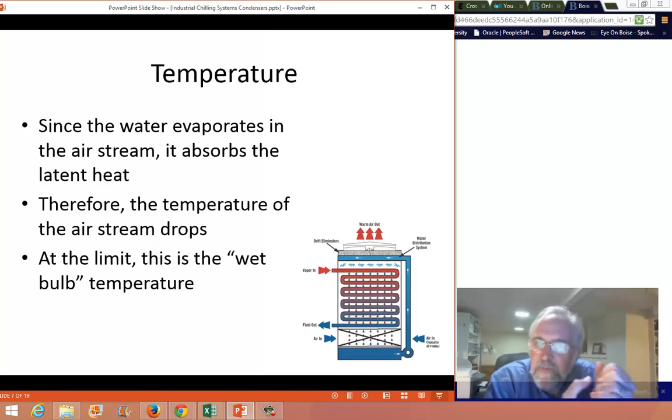So let's talk about the temperature, because when you have these evaporative condensers, when the water is being sprayed on there and it's evaporating, it lowers the temperature of the immediate environment inside the condenser. In other words, it could be 90 degrees outside, but if you have these evaporative coolers where the water is being sprayed down and evaporating, then the temperature that the condenser coils see, that drives the heat transfer, is actually lower. And in fact, at a limit, it's called the wet bulb temperature.